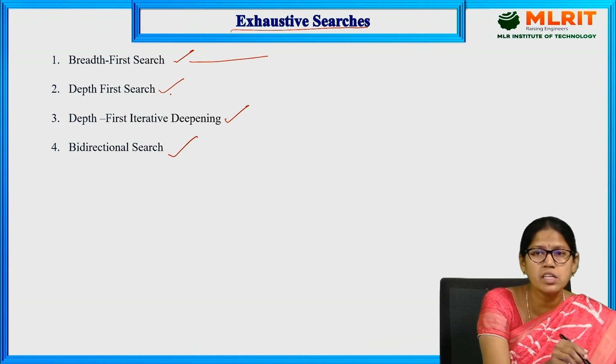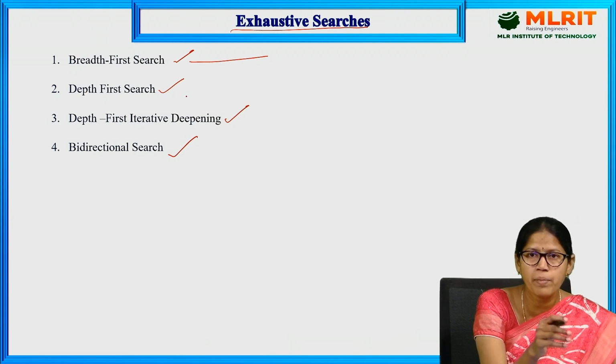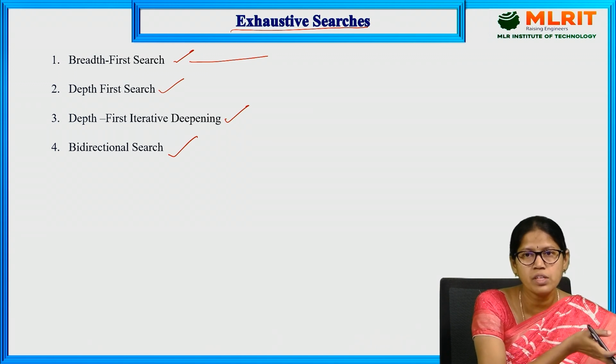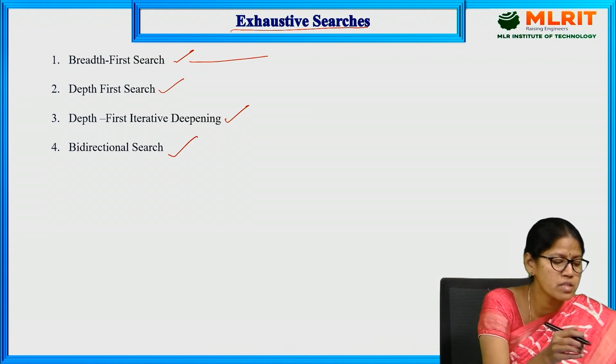The next one is depth first search. This search will happen column wise. First it will start with the start node, depth equal to 1. It will go to the left side. It will complete the entire branch of the left side. Then only it will go to the previous node, the immediate previous node.